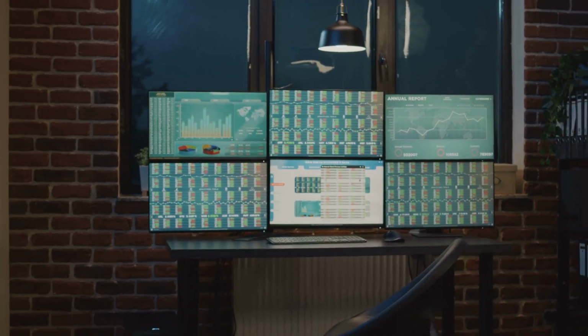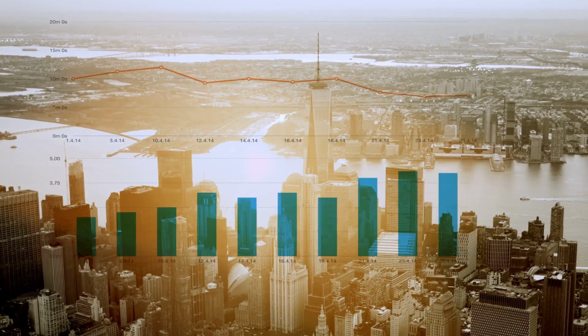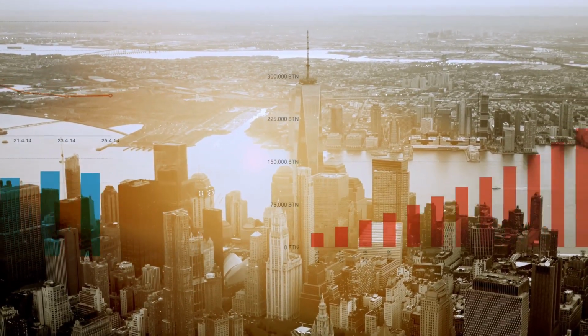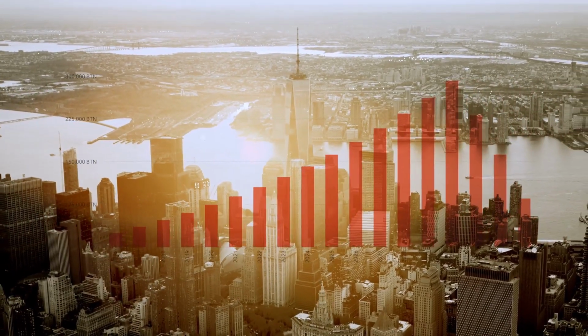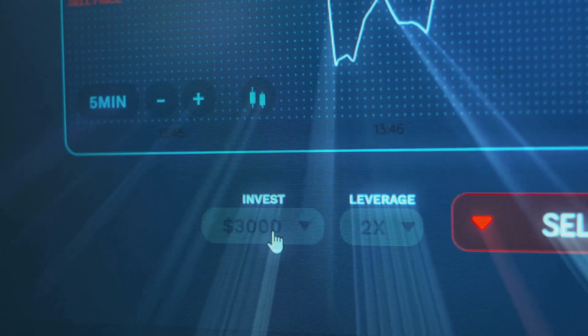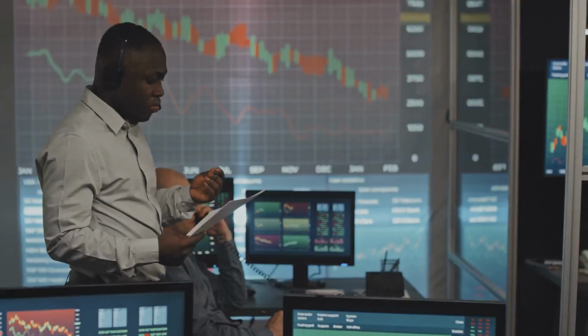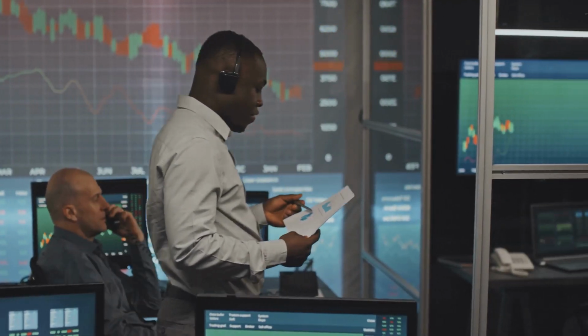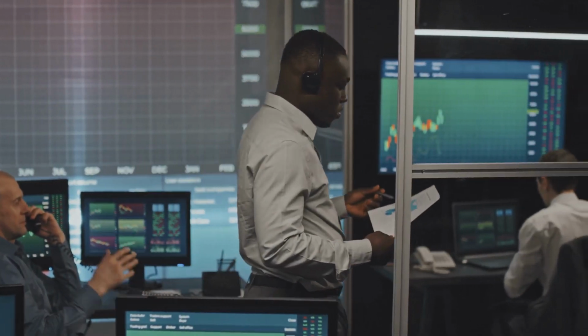Section 7, Top-Down Triumph, putting it all together. So there you have it, top-down analysis in a nutshell. By starting with the big picture and gradually narrowing our focus, we can identify the most promising trading opportunities. Remember, this approach is not about predicting the future. It's about making informed decisions based on solid research, analysis, and risk management.